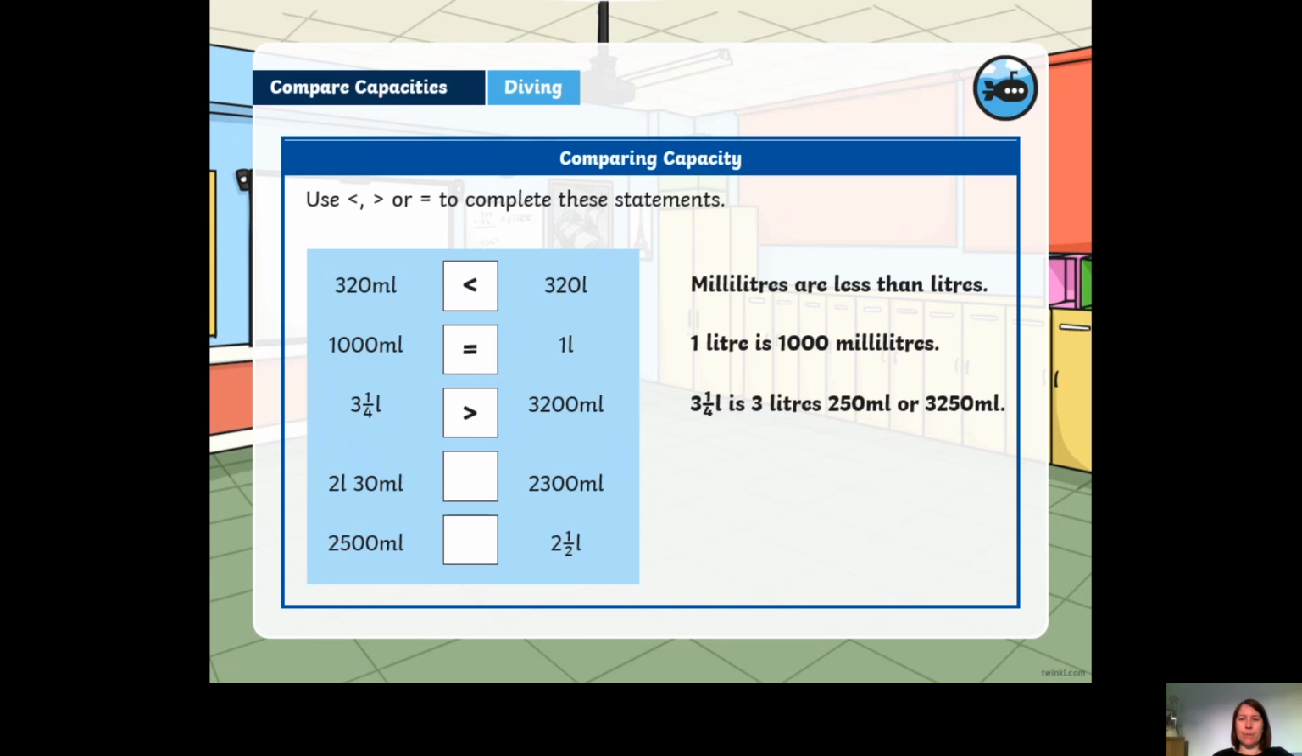That will be bigger because that's 250. 2 litres and 30 or 2,300, that's your place value. Got to remember that 230 is less than 300 there. And last one, that's the same, isn't it?